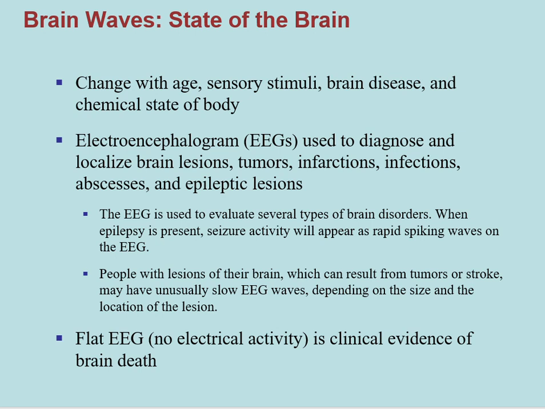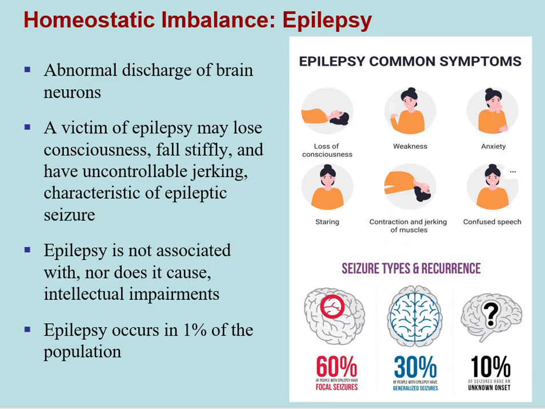Or if someone has a lesion on their brain, or a tumor, or a stroke, they might have unusually slow EEG waves. So it depends on the size and location of the lesion or the stroke. So we would use this for diagnostic purposes. And a flat EEG has no electrical activity, and that would be the clinical evidence of brain death.